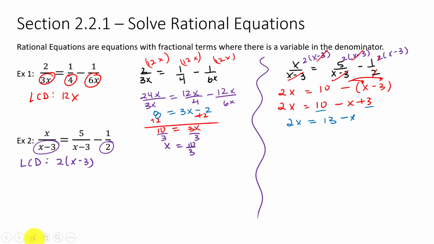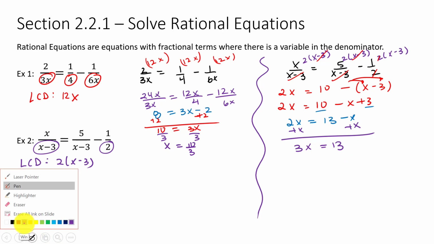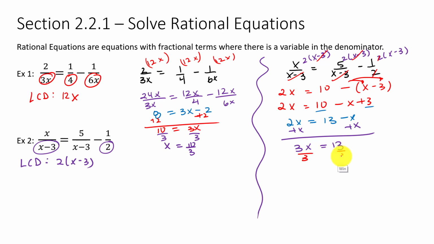Let's add x to both sides, which gives us 3x is equal to 13. And then finally we can divide by 3, giving us x is equal to 13 over 3. All right, there you have it.